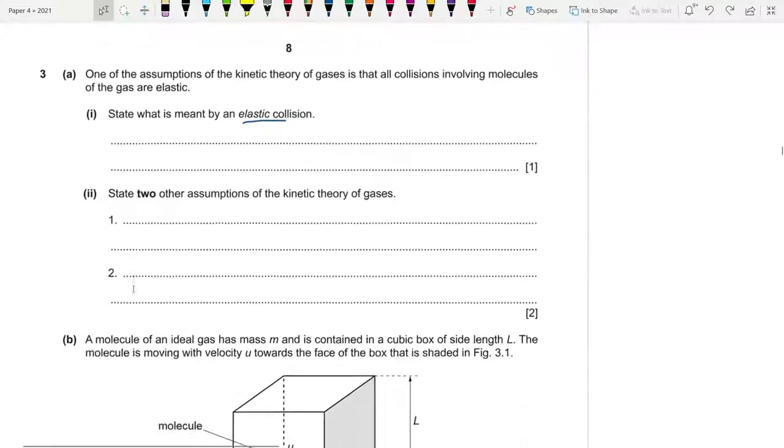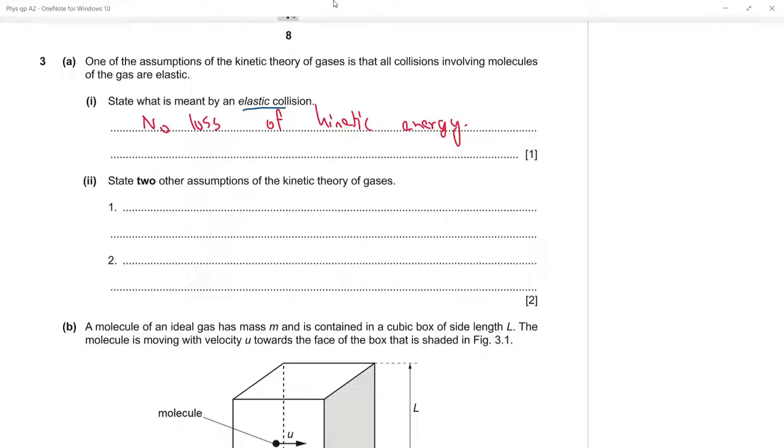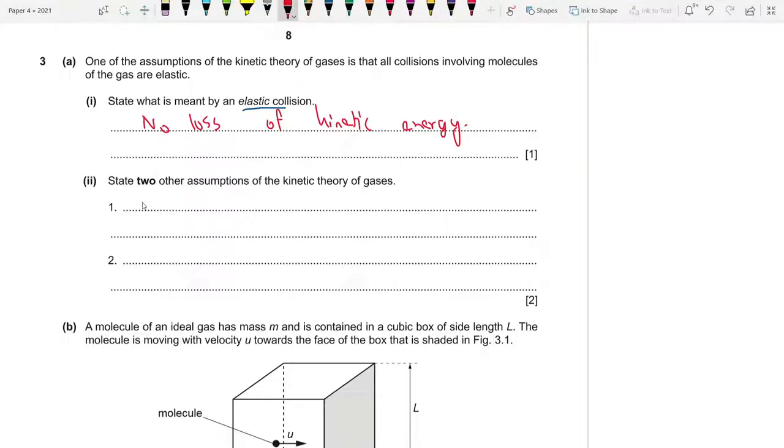Moving on. Question 3. What is meant by an elastic collision? So there is no loss of kinetic energy in that collision. Okay, that is an elastic collision. So one assumption is all collisions involving molecules of the gas are elastic. What are the other assumptions? We have multiple assumptions. This is what I prefer. No intermolecular forces between molecules, right?